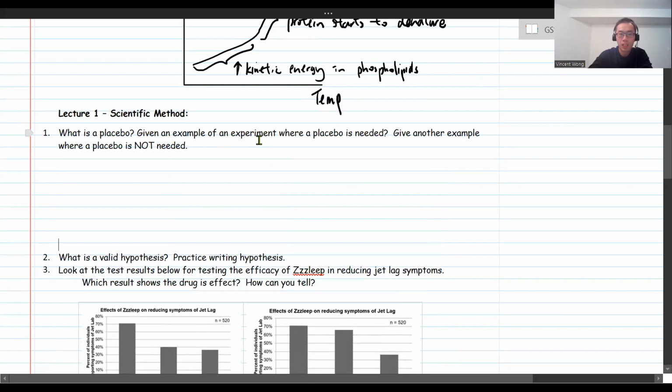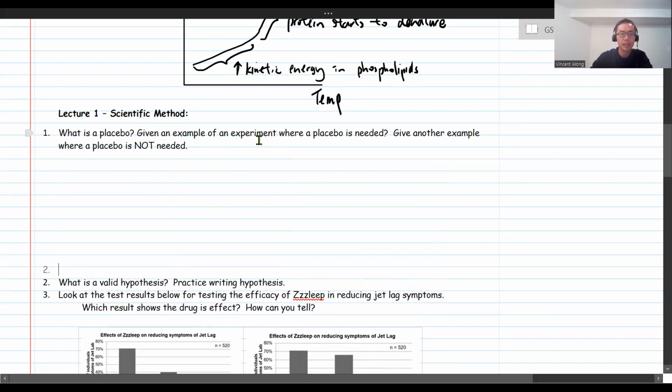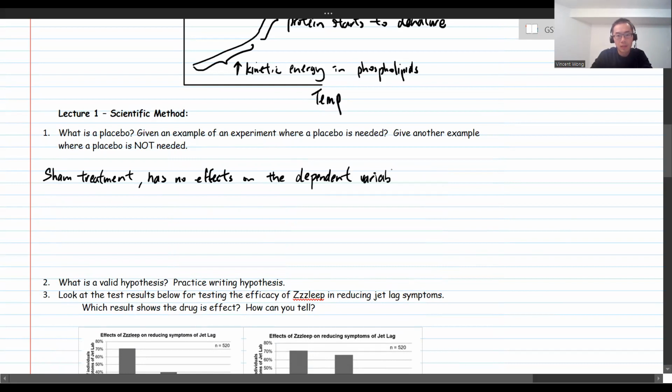What is a placebo? Give an example of an experiment where a placebo is needed. So a placebo is basically a sham treatment, right? A sham treatment has no effects on the dependent variable.